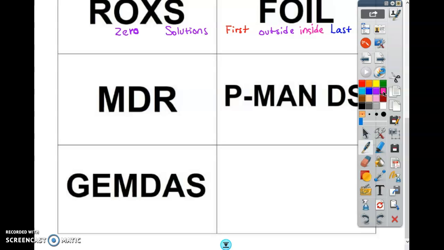Okay, MDR, we're going to talk about that this week during a review or next week. M stands for move. We're going to move something to the other side. D stands for divide. We're going to be dividing something. And R stands for remove. We're going to be removing something. Okay? And this is used for when we solve for Y. So let me write this down. Solve for Y.